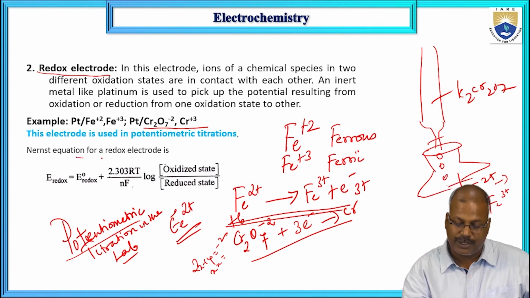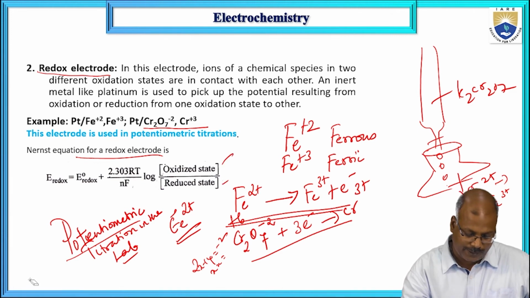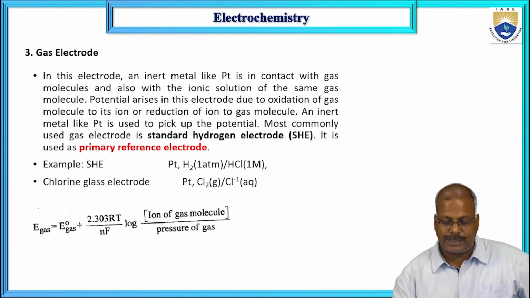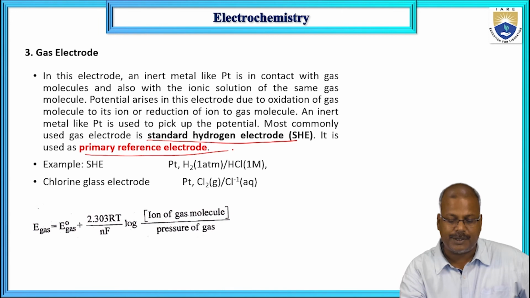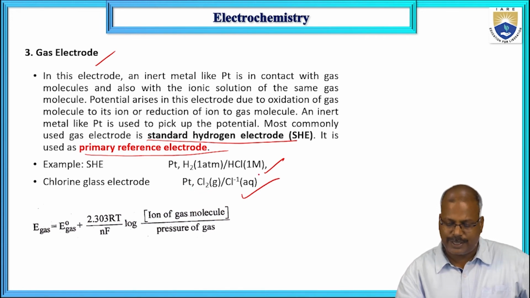The Nernst equation for a redox electrode is E_redox = E°_redox + (0.0591/n) log [oxidized state]/[reduced state]. Okay, so this is how the redox electrode works. Next, gas electrode. We have already seen the standard hydrogen electrode, the primary reference electrode, which comes into the category of gas electrode. It is nothing but hydrogen at 1 atmosphere, HCl 1 molar. The chlorine electrode is platinum, Cl2, chloride ion aqueous. So this is the Nernst equation.